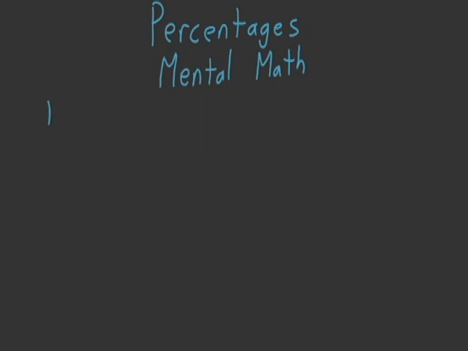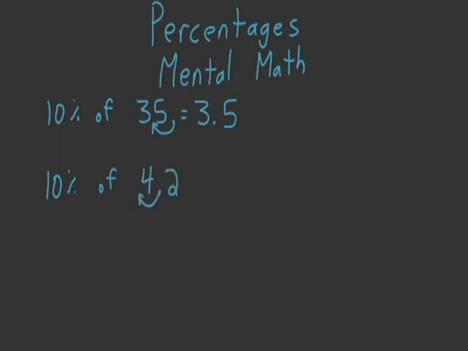So just a couple quick examples. If I want to find 10% of 35, all I'm going to do is move the decimal over one place value and I get 3.5. Or if I want 10% of 4 2/10, same thing, move my decimal over one place value and I get 42 hundredths.